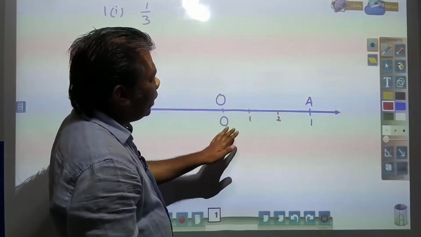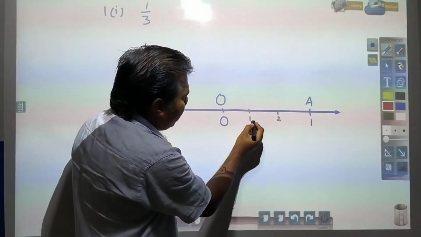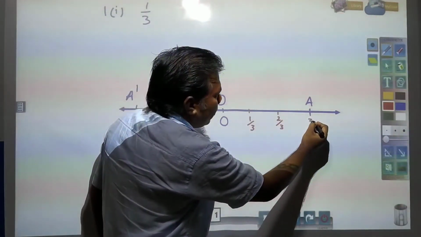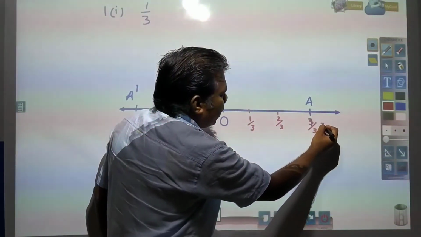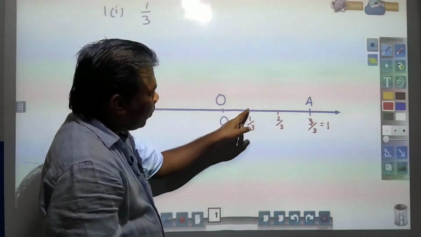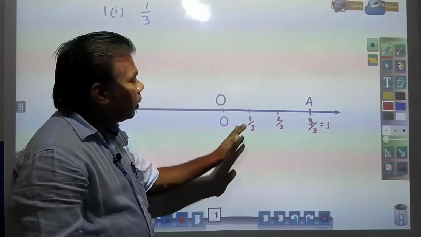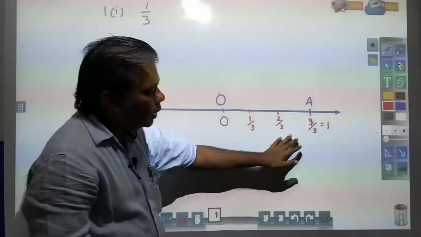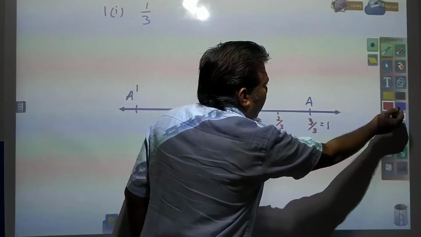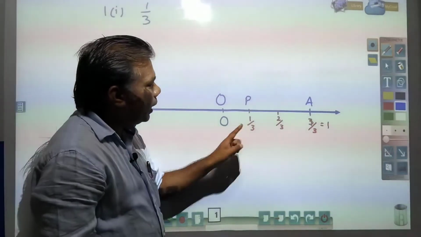Now what will 1 by 3 be? You have 3 parts. So this will be 1 by 3, this will be 2 by 3, and this will be 3 by 3. The 1 that you have will be 3 by 3, so that it becomes 1. So this point is 1 by 3, this point is 2 by 3, and this is 3 by 3. You only need to represent 1 by 3. So you can mark it by any name. Suppose you have given the name P.